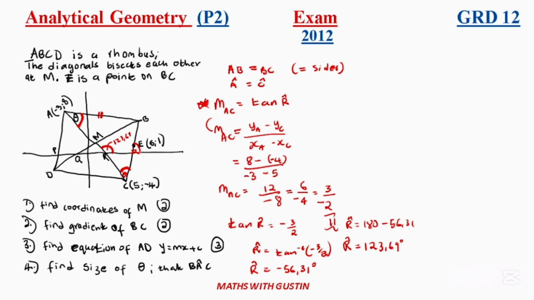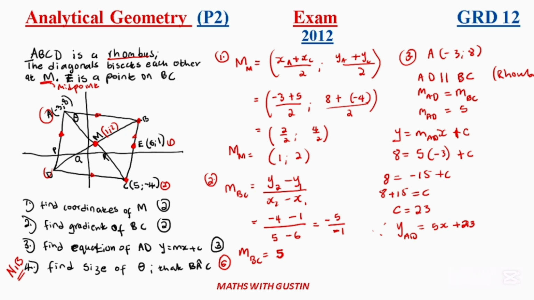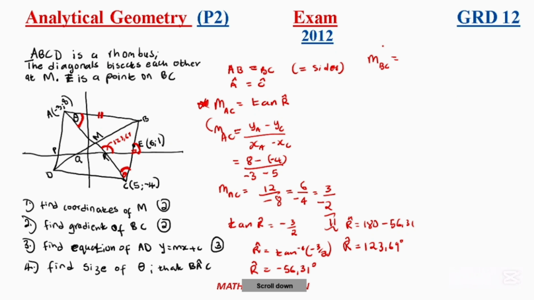This angle here, you can find it by using the gradient of BC. So let's go back to our equation and find out what the gradient of BC was. I think it was 5. Let's go back. Yeah, the gradient of BC was 5. So it is 5 here, which is going to be equal to tan of the angle. This one will give us the angle of inclination at BC, so it's going to give us this angle here at BC.